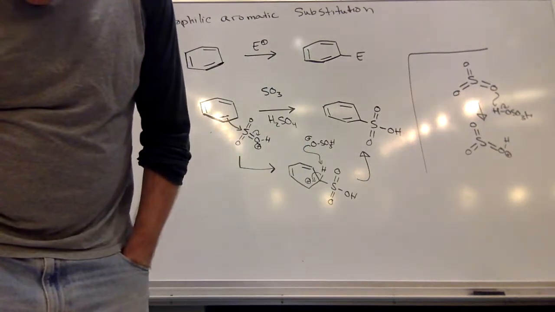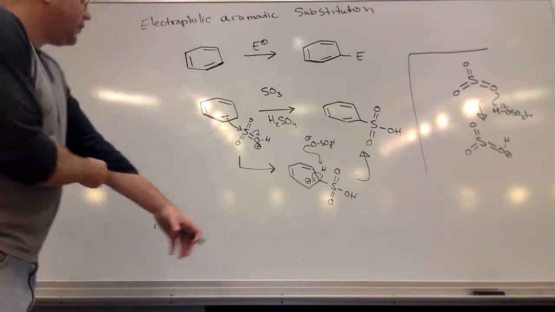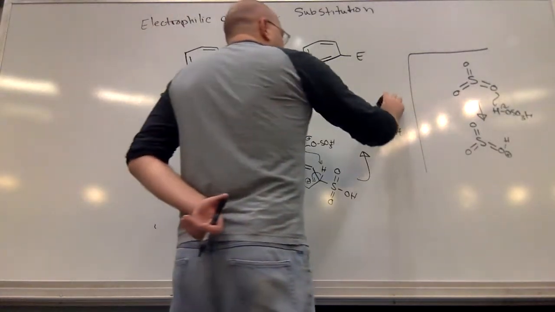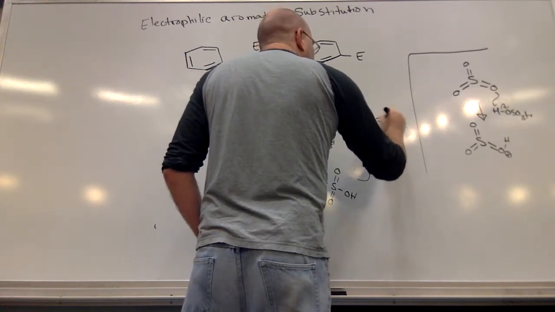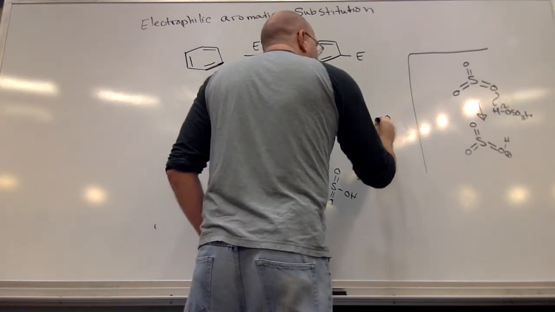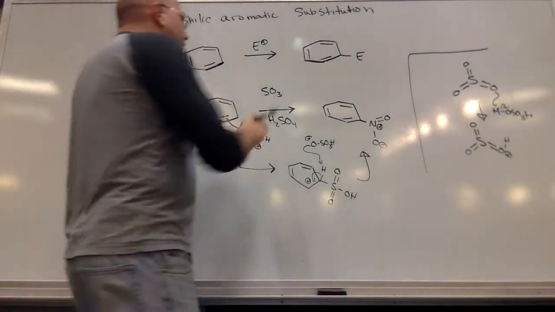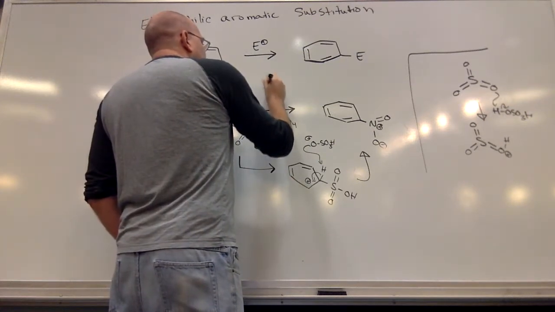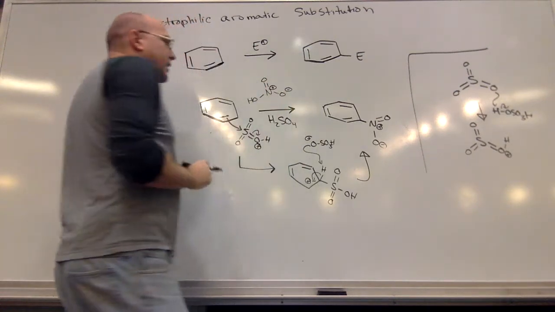For the case of nitration, what we're going to do is add a nitro group. It's worth actually drawing out the nitro group because that might look a little bit weird for you guys. I'm not used to seeing these zwitterion molecules all that much, but nitro groups are these stable zwitterionic forms. We're going to use nitric acid. This is nitric acid.